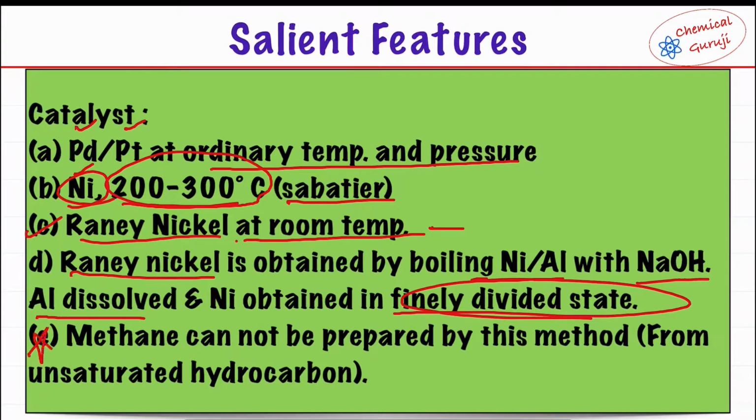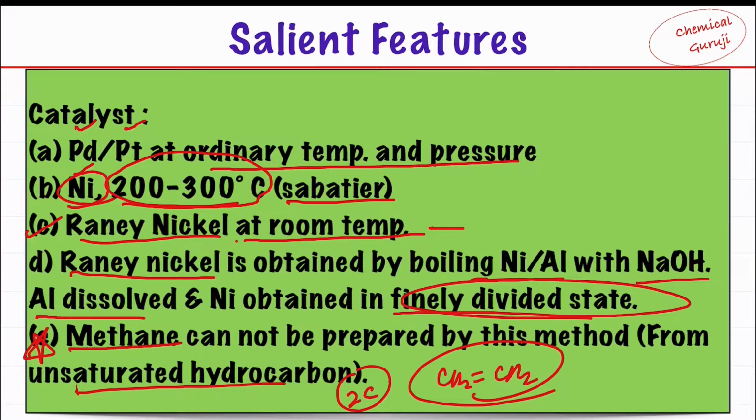One more point to be noted is that in this reaction we cannot prepare methane, because the smallest unsaturated hydrocarbon has two carbons, like ethene. So the smallest possible alkane which we can get from this reaction is ethane. So methane cannot be prepared from this reaction.